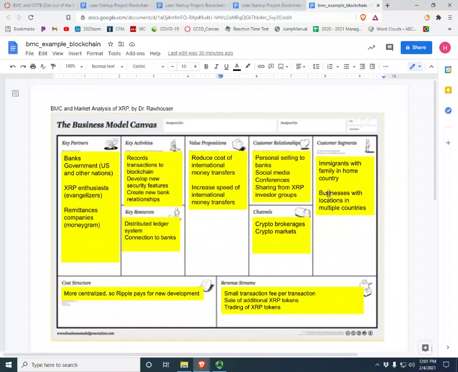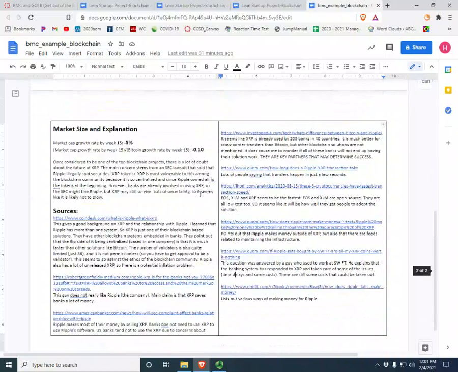I searched, who buys XRP, and some of this customer segment and value proposition came with the same stuff. I searched, what does Ripple do for revenue? I put, how does Ripple make money? What are the costs related to XRP for activities? What does Ripple do? Questions like that. And with questions like that, I was able to get these sources that I thought were kind of interesting. And then I just wrote down notes of what I learned from each of those sources.